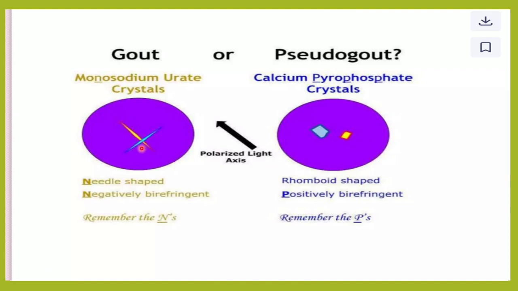So this is gout and this is pseudogout. This is a monosodium urate crystal. This is a calcium pyrophosphate crystal. These are needle shaped, these are rhomboid shaped, and this one is negatively birefringent and this one is positively birefringent.